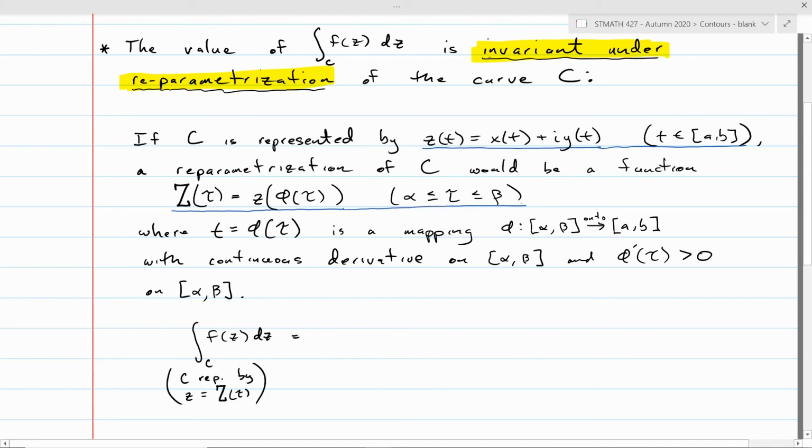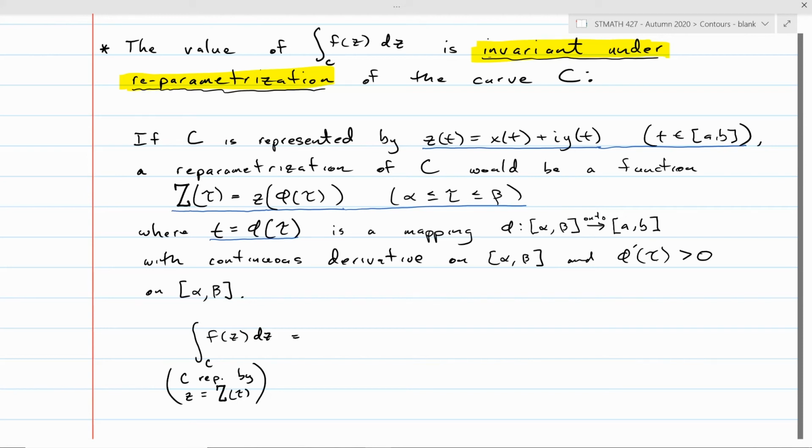It'll be a valid reparametrization if that function that replaces t maps the interval alpha to beta onto the interval a to b, and it has a continuous derivative on that interval alpha to beta, and its derivative is always positive. So this is all just a really long-winded way of saying that we're replacing t by a different parameter, but we're not doing it in such a way that it really changes the geometry of the curve.